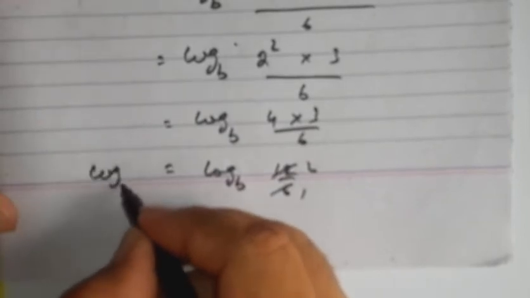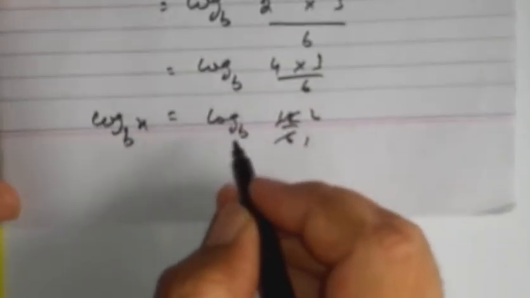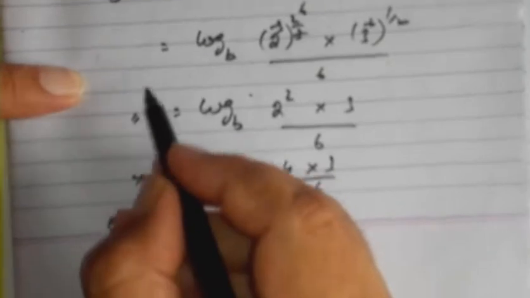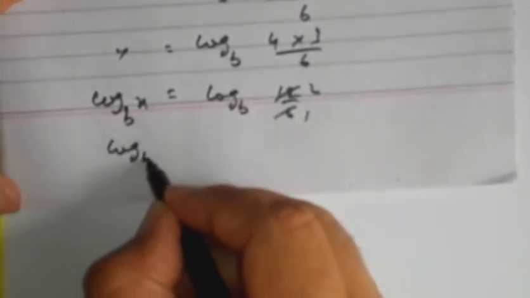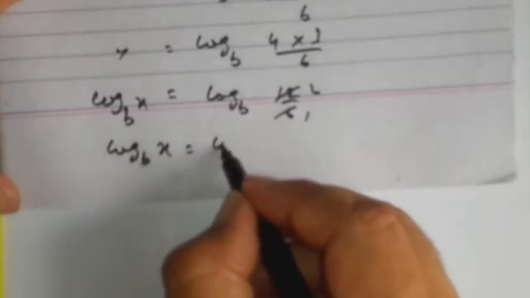On the left side it is log to the base b of x. So we can write it log to the base b of x is equal to log to the base b of 2. Now these two cancel with each other, we get x equals to 2. Or if you don't cut it, so just write here implies that x equals to 2.